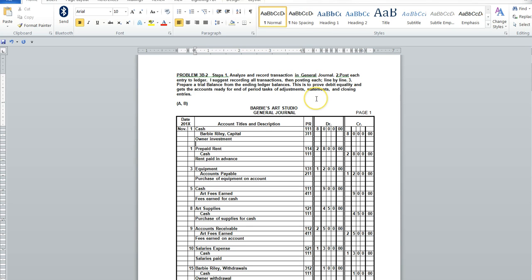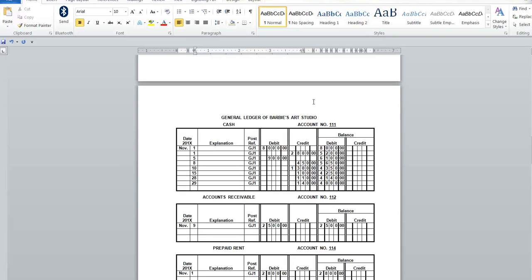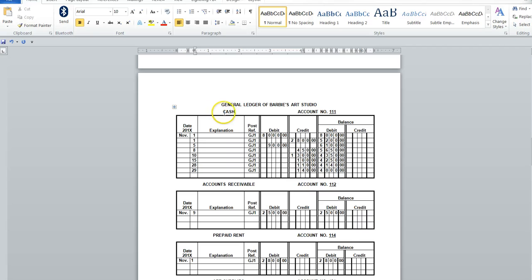We don't record directly into T accounts. Hopefully, Chapter 2, you learned T account recording. The ledger accounts in a real business have a basic T structure, but I'll show you in the ledger here. You can see this is a general ledger of Barbie's Art Studio, so that we don't record directly into the ledger. We first record in what they call a book of original entry, a journal.